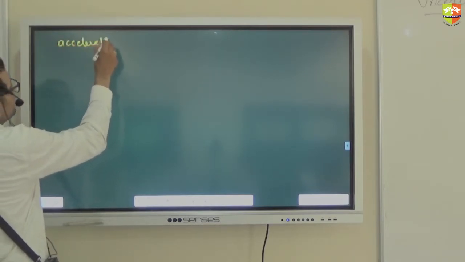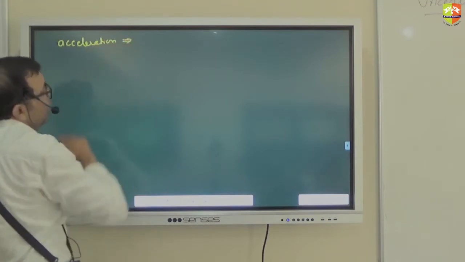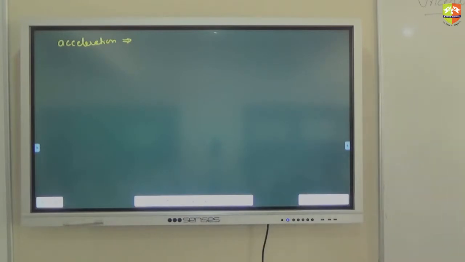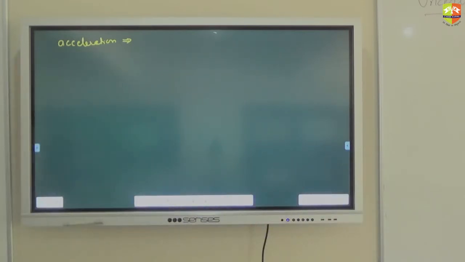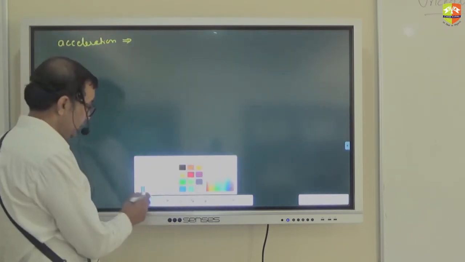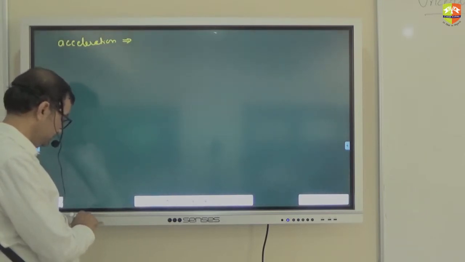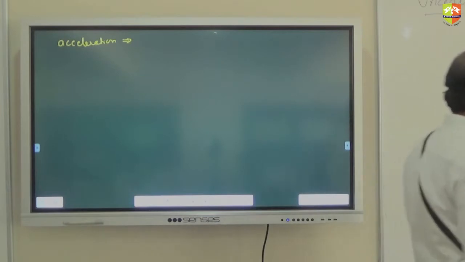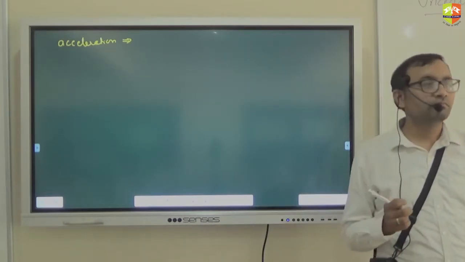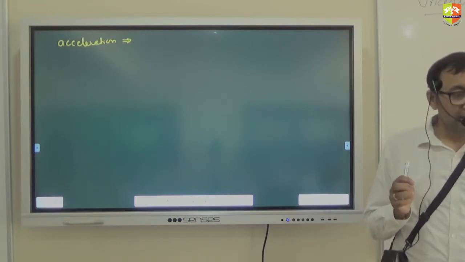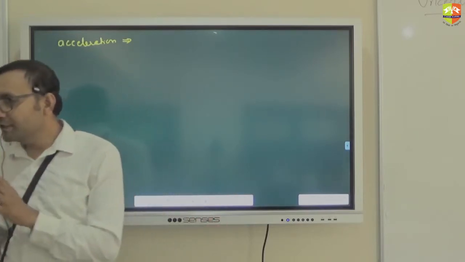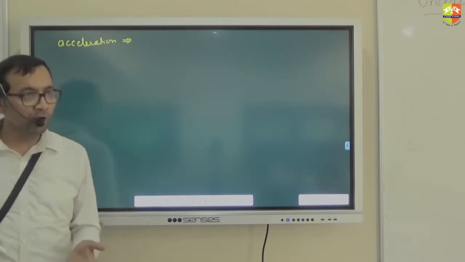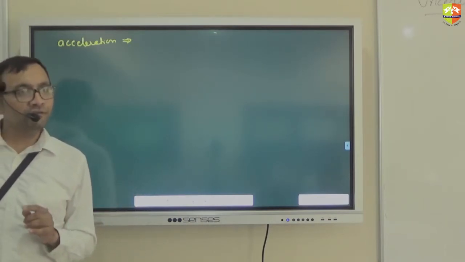Write down, acceleration represents the rate at which velocity is changing. So mathematically, how much should it be equal to? More is the change in velocity, more should be the acceleration, or not? If the velocity is changing more, acceleration should be more, right? So it is directly proportional to change in velocity.